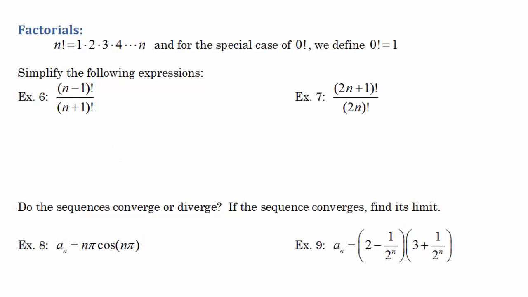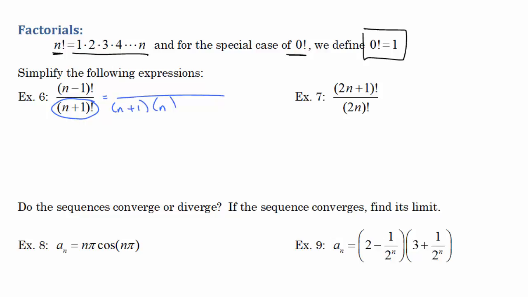So let's review what factorials are. Again, natural numbers. However, special case of 0 factorial that we define to be 1. So just to go back and practice what these mean, you want to always start with the largest and go down. So this would be n plus 1 times n, times n minus 1 times n minus 2 forever. Okay, what does this mean? It means n minus 1 times n minus 2 forever.